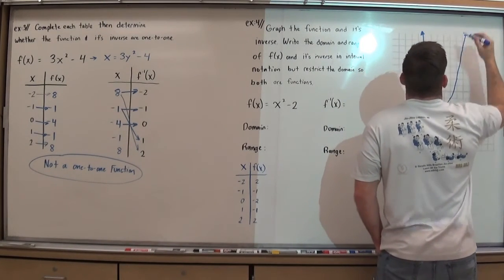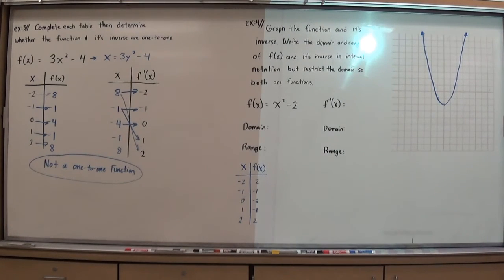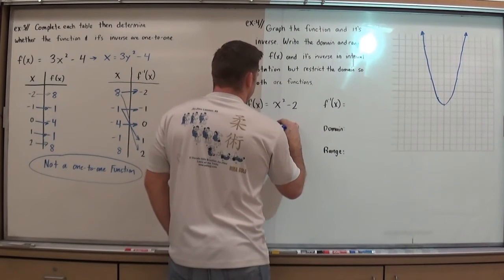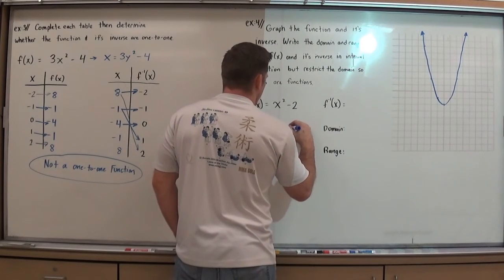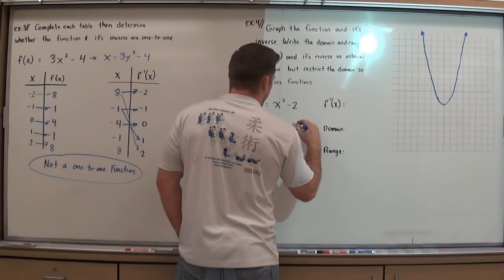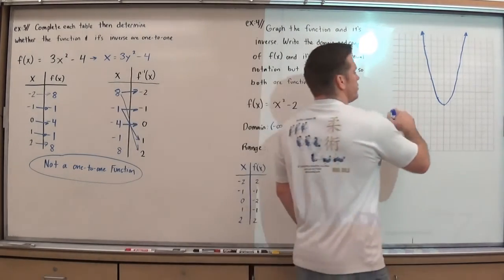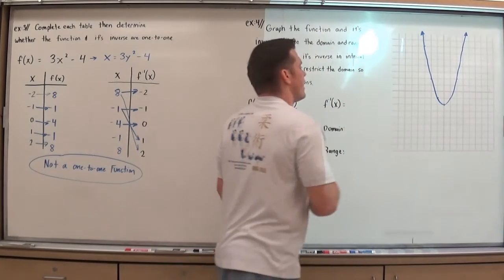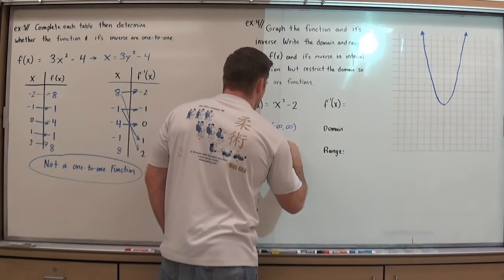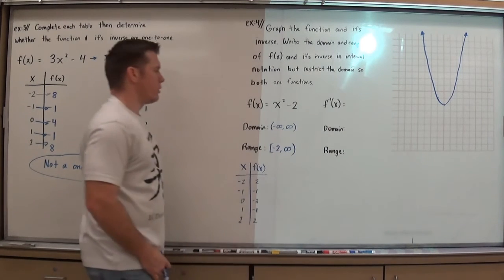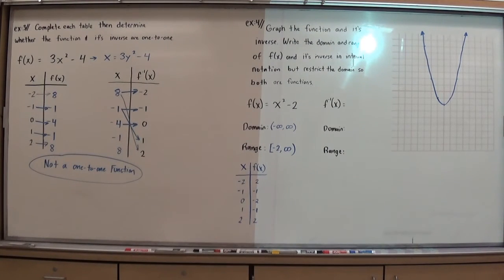There's my original function. Okay, it's quadratic. Now, what's the domain of this original function? Well, it goes left forever, so negative infinity, and it goes right forever, so the domain is negative infinity to infinity. The range, low to top, lowest it ever touches is negative 2, but it does touch it, so it gets a bracket, and it goes up towards infinity. So there's my domain and range.